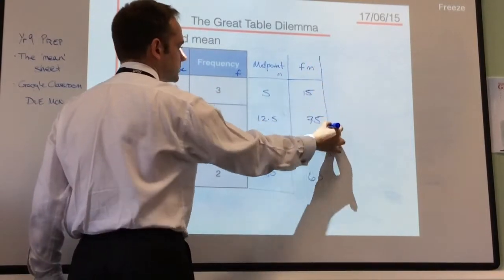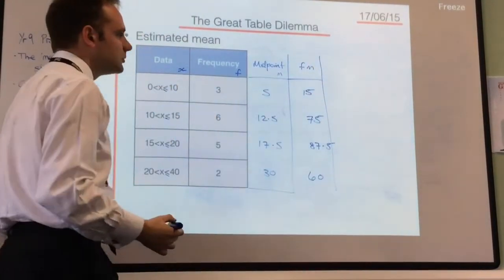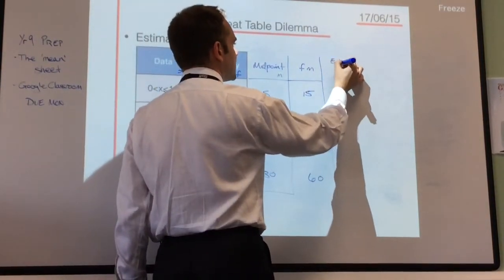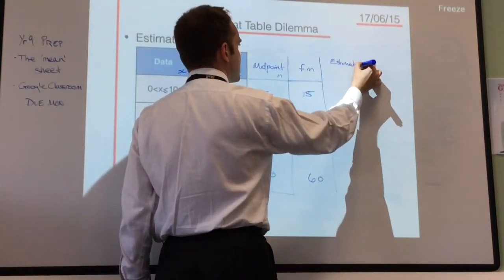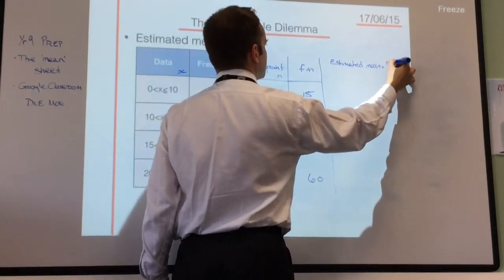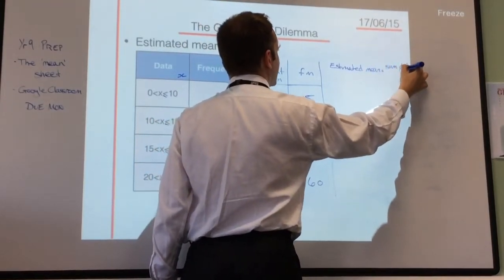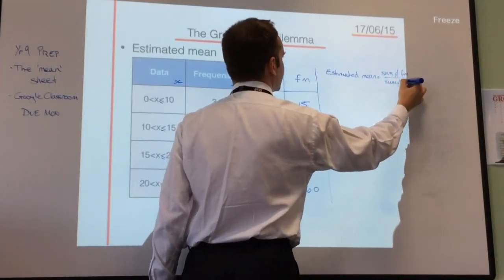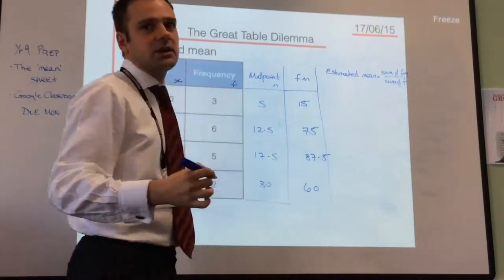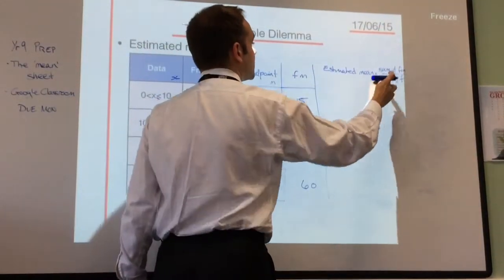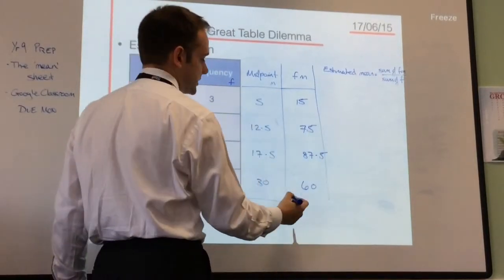Okay, now, once we've got that column, we can actually find the estimated mean using the formula. The estimated mean is equal to the sum of the FMs divided by the sum of the Fs. So, we need the FMs all added together and the Fs all added together.